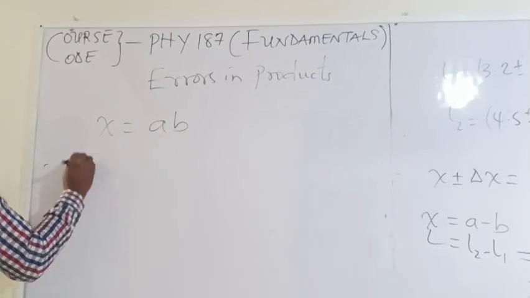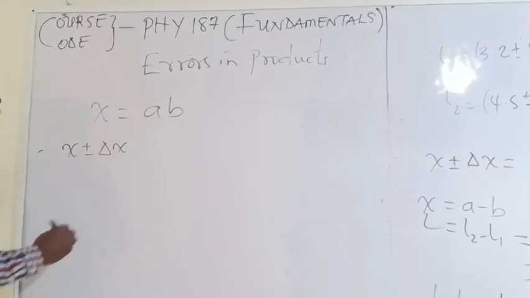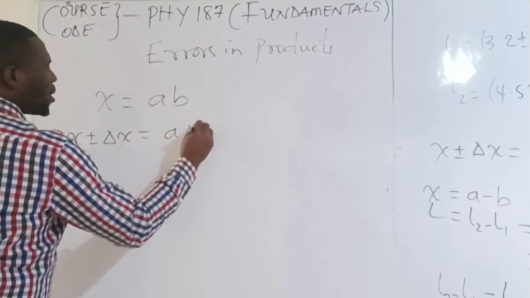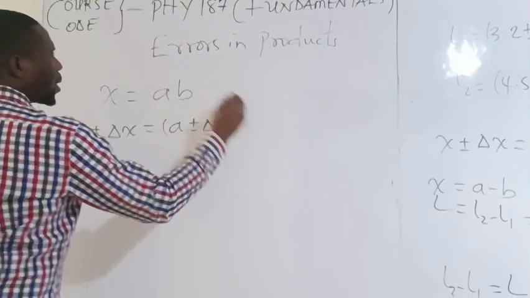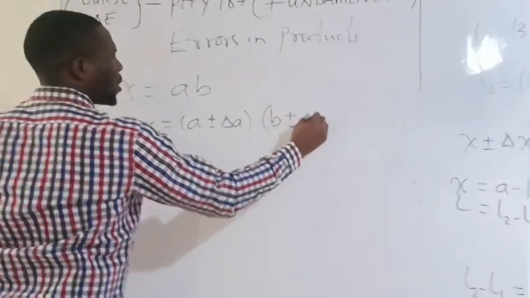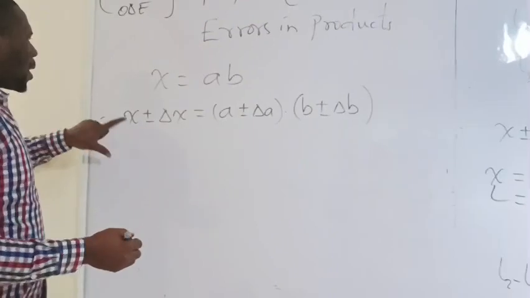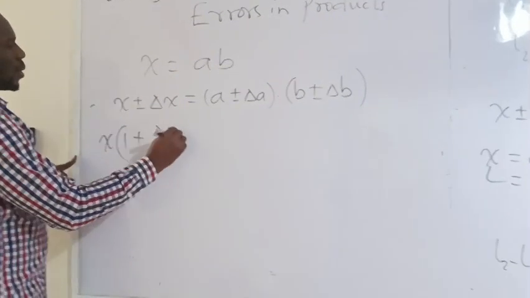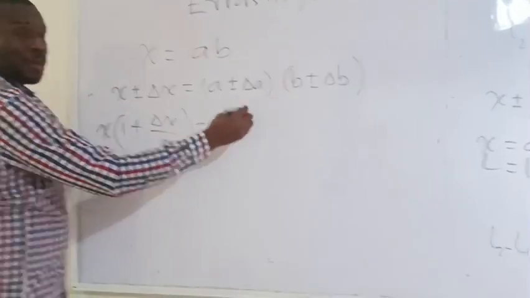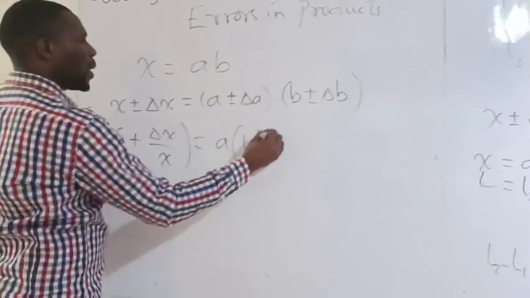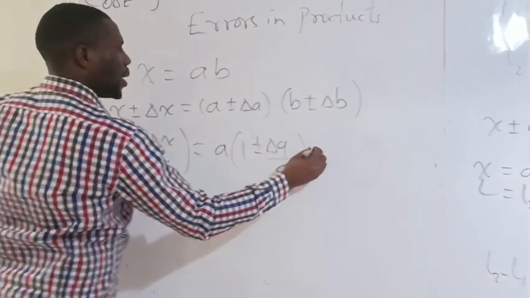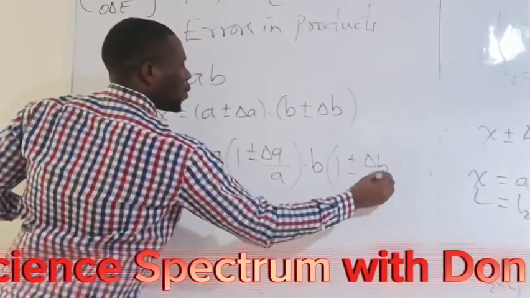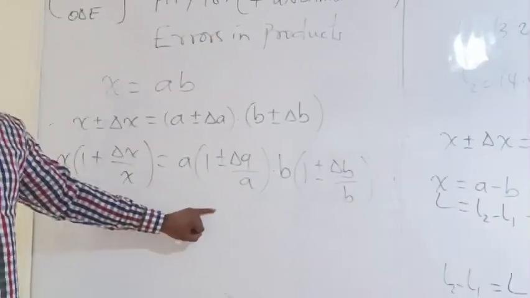Alright, so I have x is a times b. I could stick in the error here: x plus or minus the absolute error in x is the first measured quantity plus or minus its absolute error, times the second quantity b plus or minus its absolute error. Now I could factor out the x here, and stick in a 1 plus delta x over x, and I have a into bracket 1 plus or minus delta a over a, then times, I could factor out the b, stick in a 1 plus or minus delta b over b. Alright, I may need to wrap it up here.